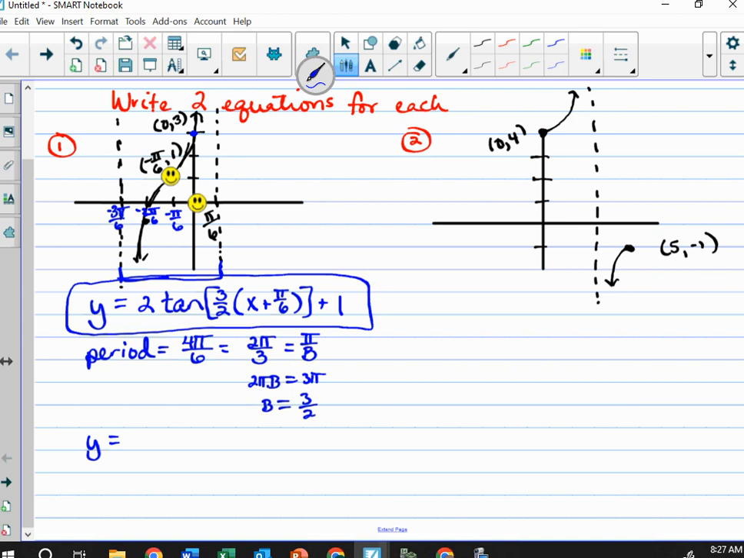So what do I know? I need to have a negative. Yeah, so we're going to start with negative 2 cotangent. The stretch is still the same. The period is still the same, so that b value will not change. X, and then I'm going to leave a little space there because the phase shift is different, but the plus 1 at the end is still the same.